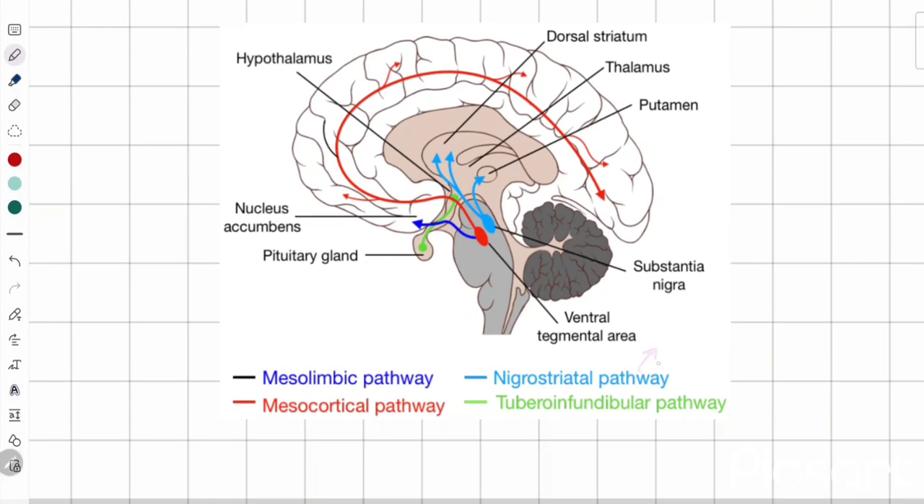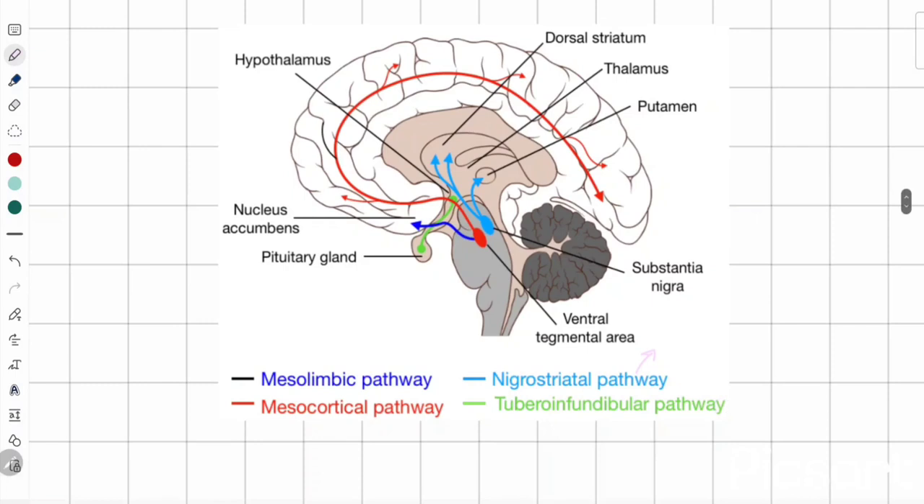So the nigrostriatal pathway, this is basically the pathway that is involved in Parkinson's disease. So this is going to be related to movement. It goes from the substantia nigra to the basal ganglia. Okay, so these are all the dorsal striatum and putamen. They're part of the basal ganglia.